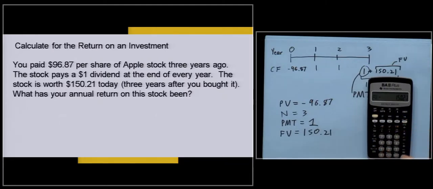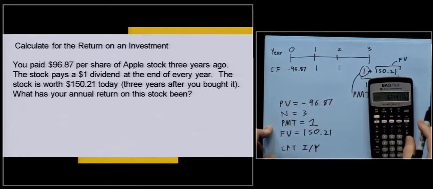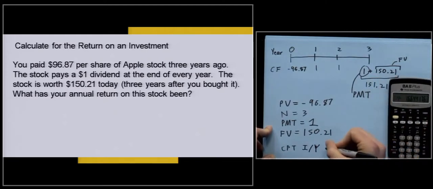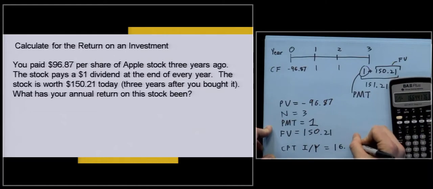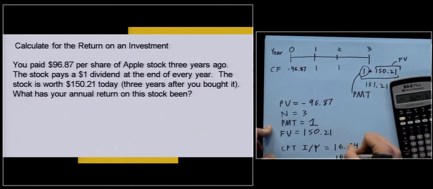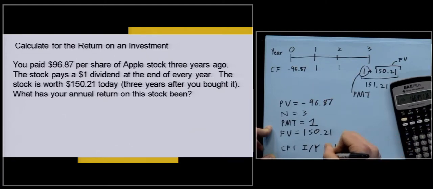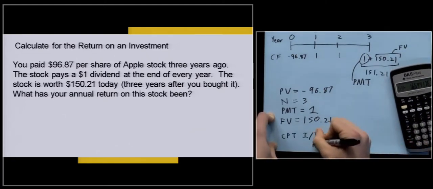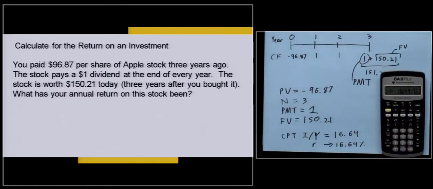And all we need to do to calculate the return on our stock investment is just hit CPT or compute and I/Y. Now in this example, we find that our I/Y is 16.64%. This tells us that our annual return, our average return over this period, has been 16.64%. So that's how we calculate our return on an investment, or our annual return on an investment.